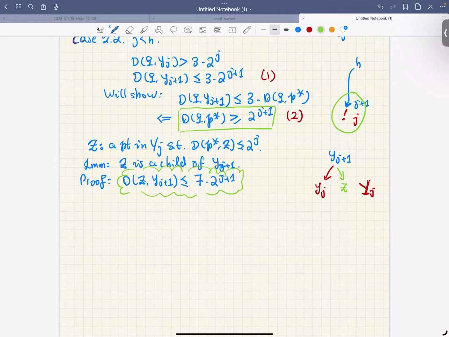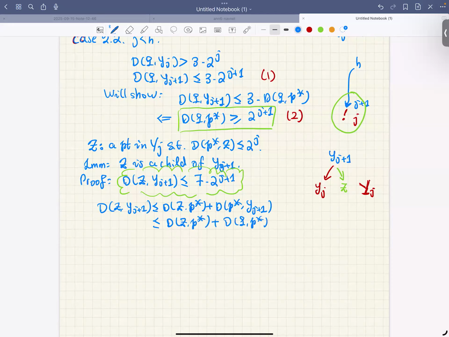So how can I do this? Well, we can do this. Okay, let's see. Triangle inequality, okay? So this is less than or equal to the distance from z to p star, and then p star to yj plus 1. All right, so this is using it once. Now let's use it again. This time we're going to break the second term into 2 terms by using q as the bridge.